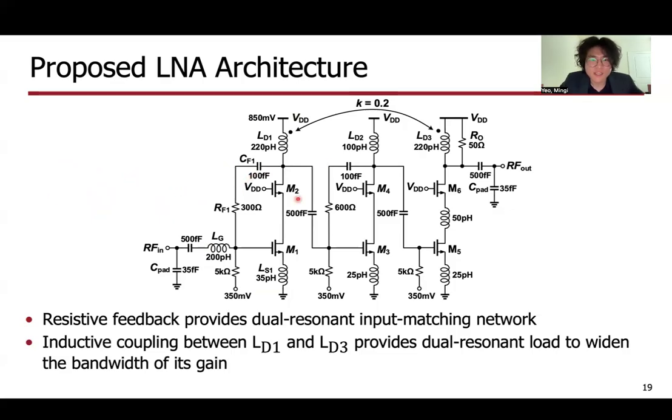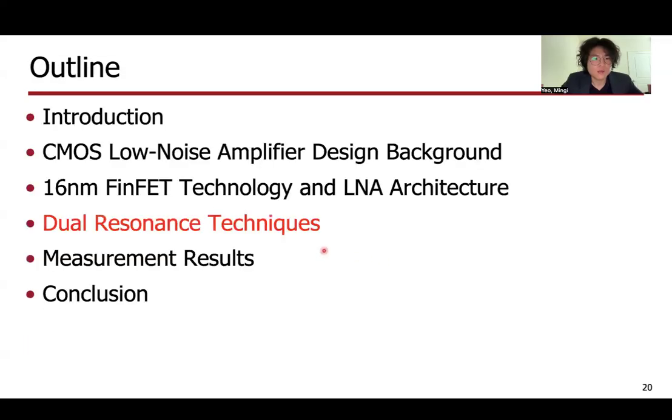Moving on to the output of stage 1, we have magnetically coupled the drain inductor LD1 to the third stage's drain inductor LD3. This interstage magnetic coupling provides dual resonant impedance at the output of stage 1 and the output of stage 3, which helps to extend the bandwidth of the gain of our LNA. So those were the techniques that we have used in our LNA, and the dual resonance technique will be explained in more detail in the upcoming slides.